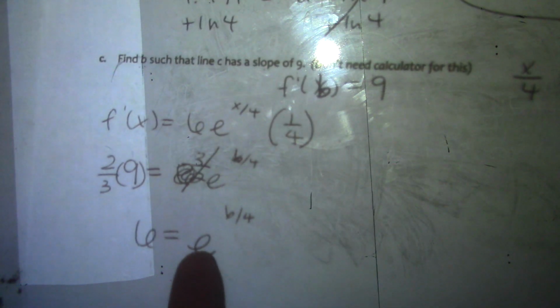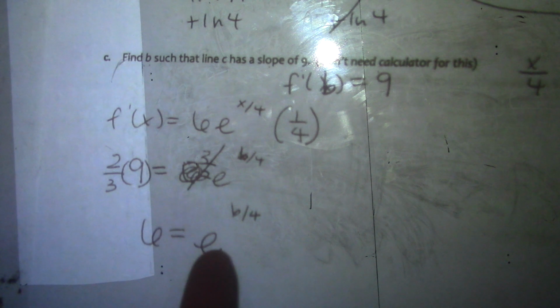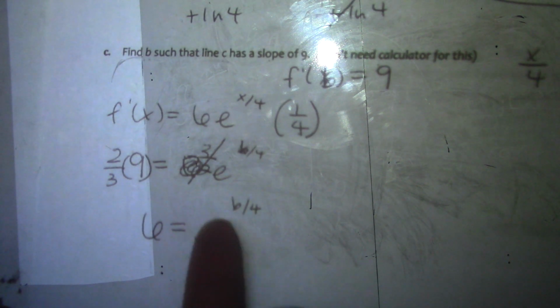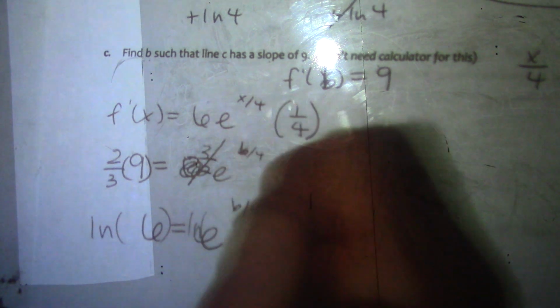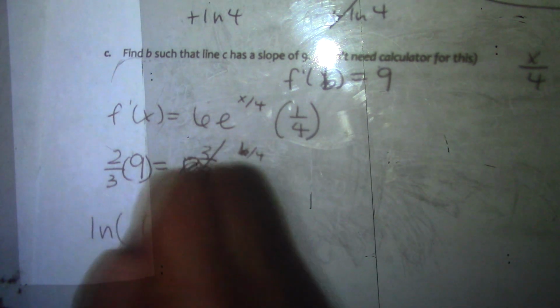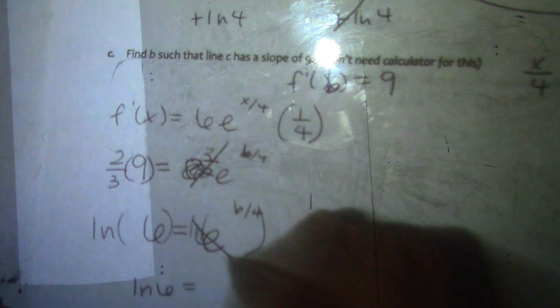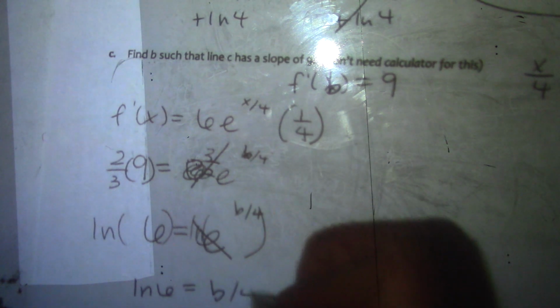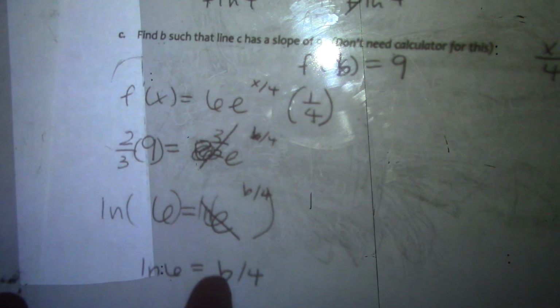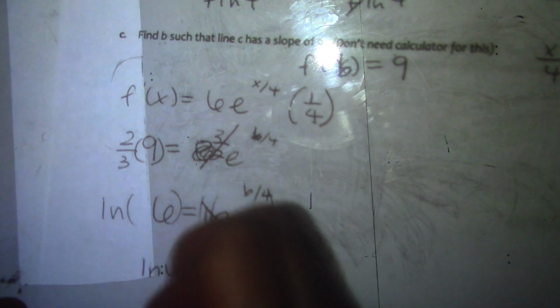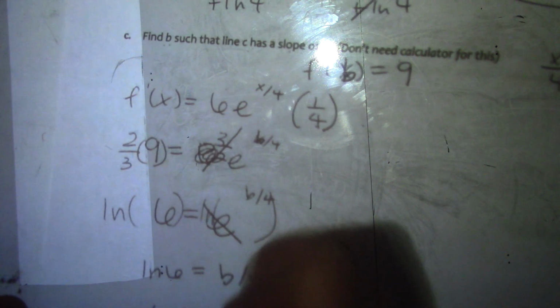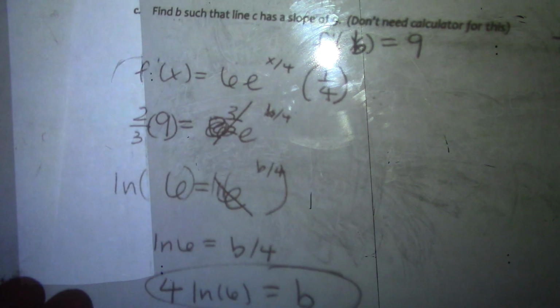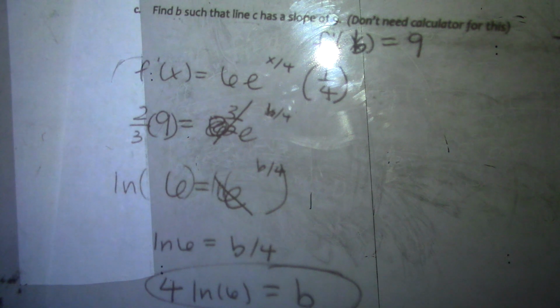Now we need to get rid of the e, right? Whenever you have e to the something, to get rid of the e, you take the natural log of both sides. So I'm going to say natural log, natural log. Natural log of 6 is just natural log of 6. Natural log of e cancels out, and then we're just left with the power, b/4. And then lastly, to get b by itself, you multiply by 4. So this is 4 times natural log of 6 equals b. And that is the value of b that the line would have. Or sorry, the line would have the slope of 9.